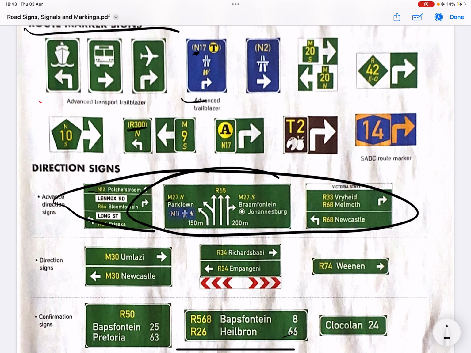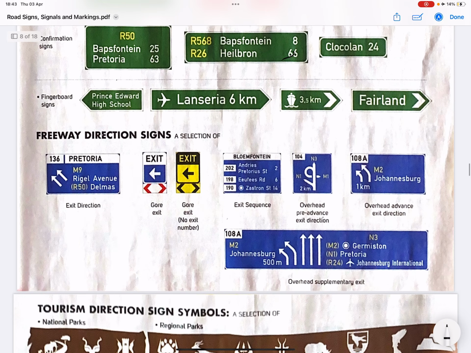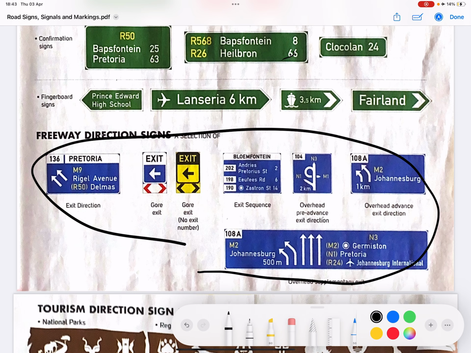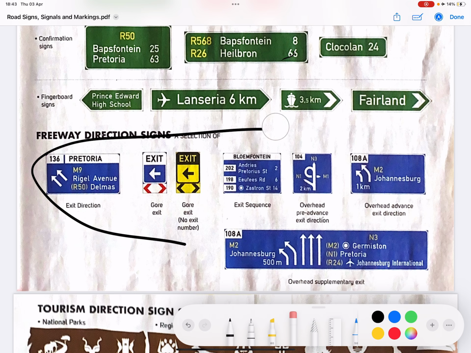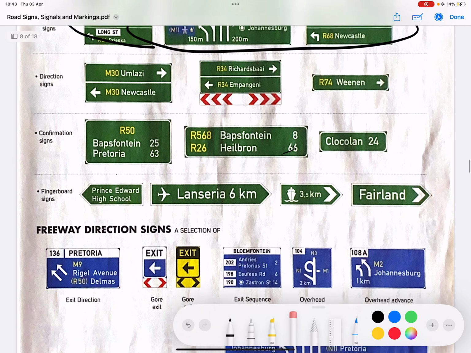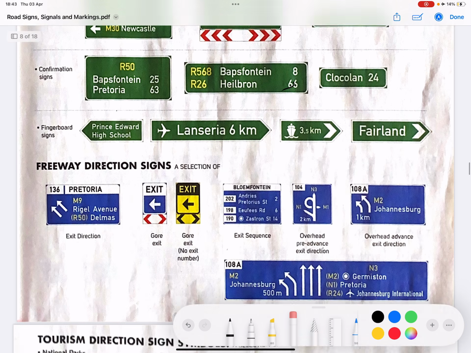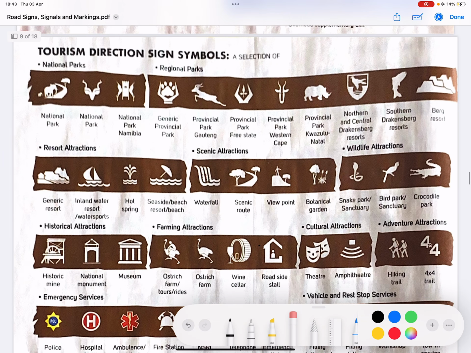Because on the freeway, you find the blue signs. The blue signs, you find them on the freeway. These ones, they are on the freeway. And that's what you must just know about these ones. That blue, freeway, green, any other road. Okay. And then we come to the tourism direction symbols.